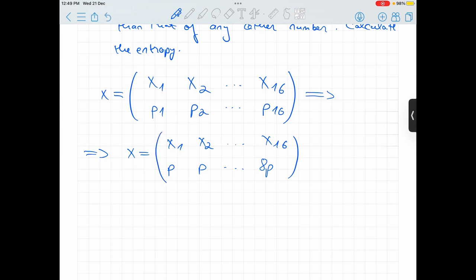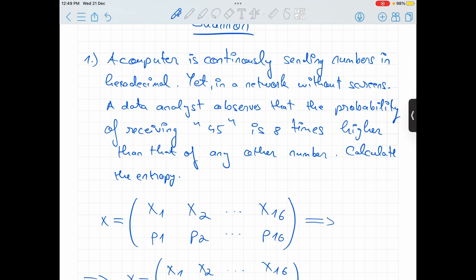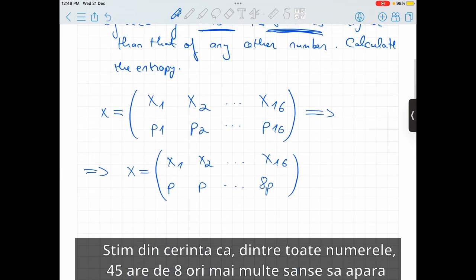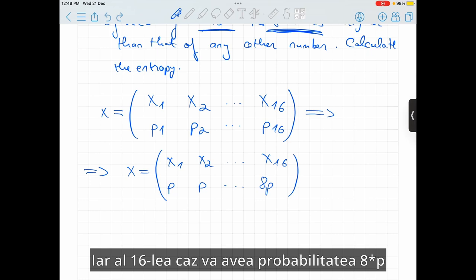Okay, so we have read here that the number 45 appears 8 times higher than the rest of the other numbers. So that means that the first 15 numbers will all receive p, while our 16th number, which is 45, will receive the probability 8p.